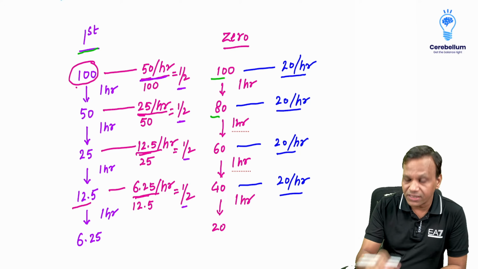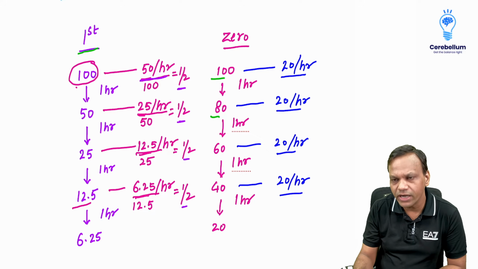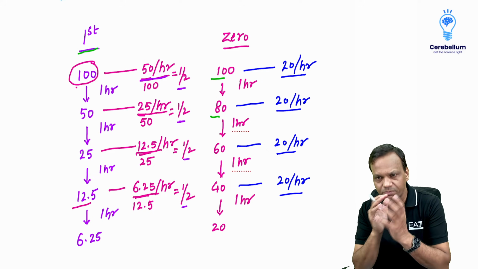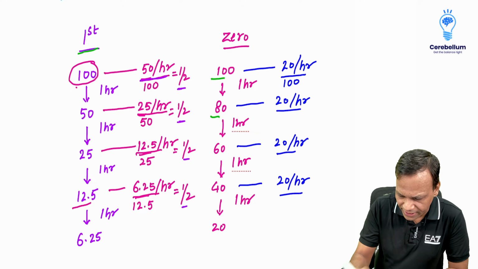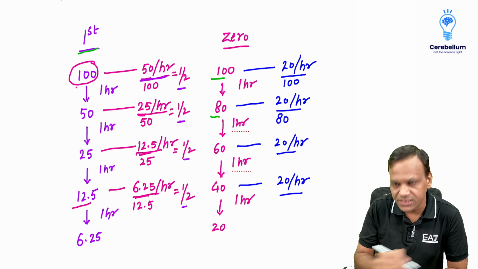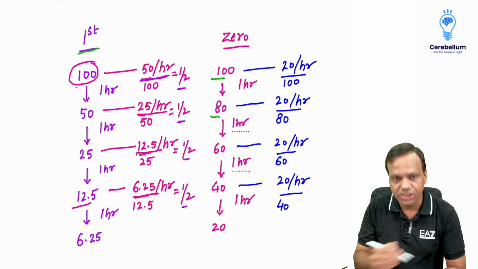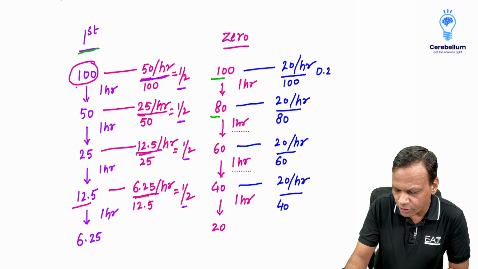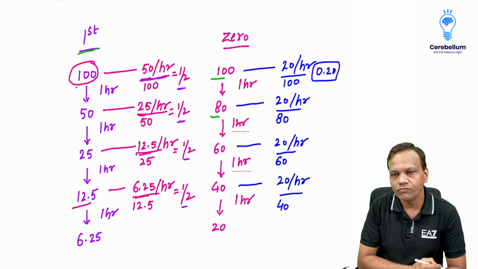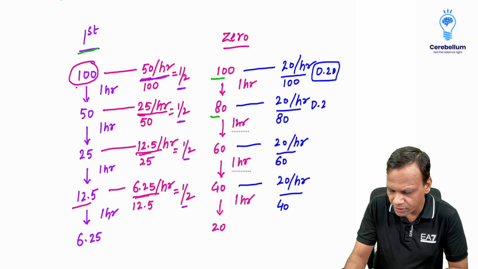On the other hand, in zero order kinetics, we have already recorded the rate of elimination. If we divide by the corresponding plasma concentration, it becomes clearance. So plasma concentration at this point is 100. Here plasma concentration is 80. Here plasma concentration is 60. Here plasma concentration is 40. So 20 by 100 means 0.20. 20 by 80 means 1 by 4. 1 by 4 means 0.25.